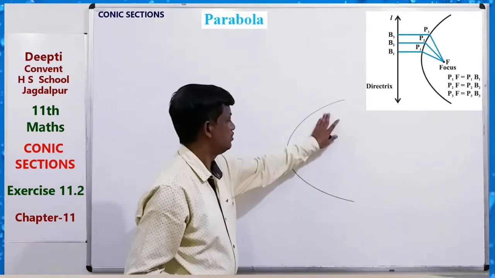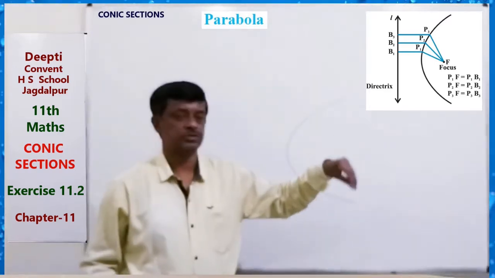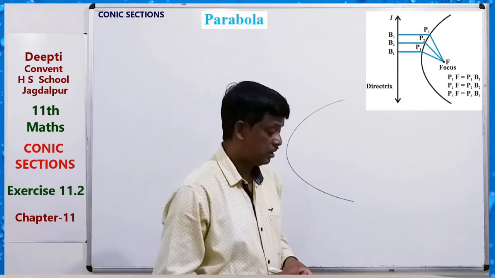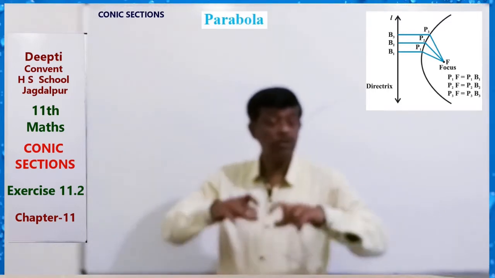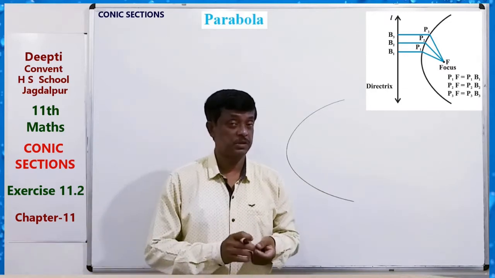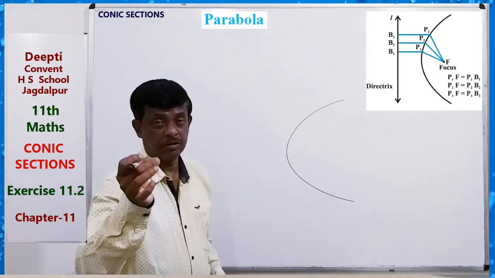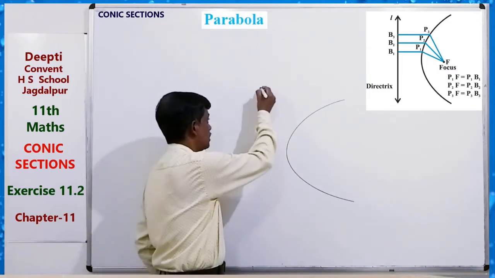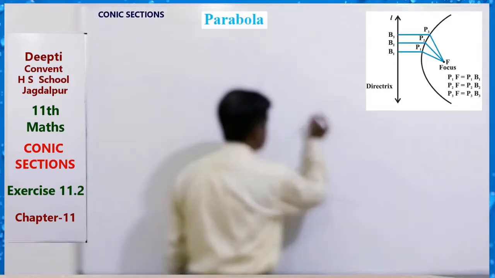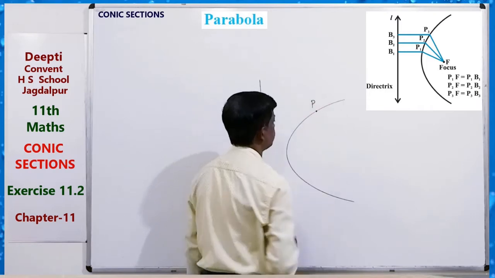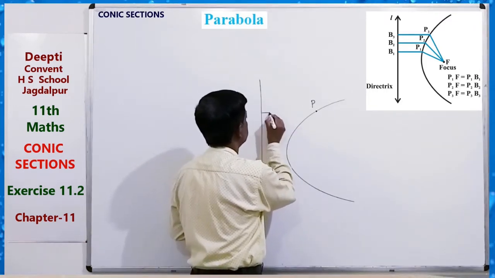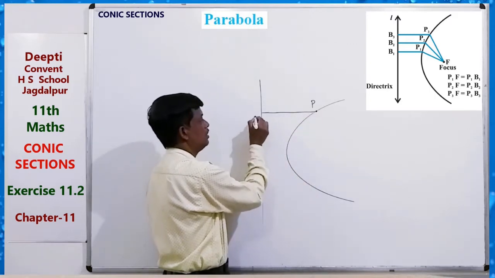Just like the definition of a circle, all the points which are at equal distance from a fixed point, a parabola is also the set of all the points which are equidistant from a fixed point and from a line. Suppose this is a point P. Its distance from this line, that is the perpendicular distance, is PB.